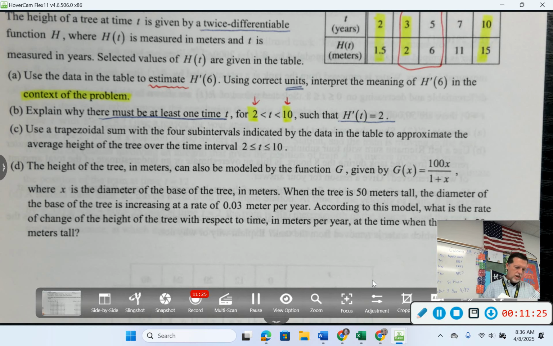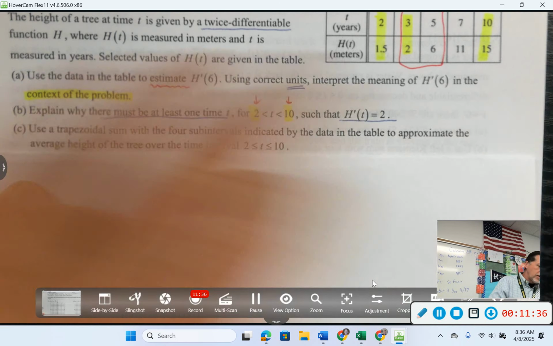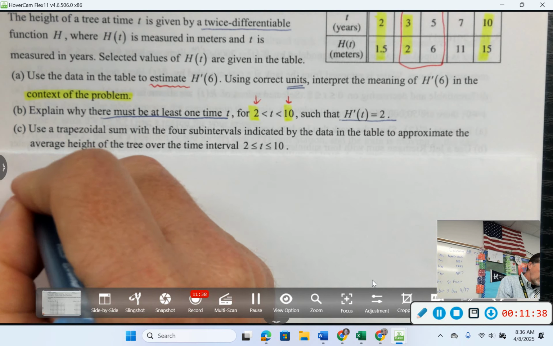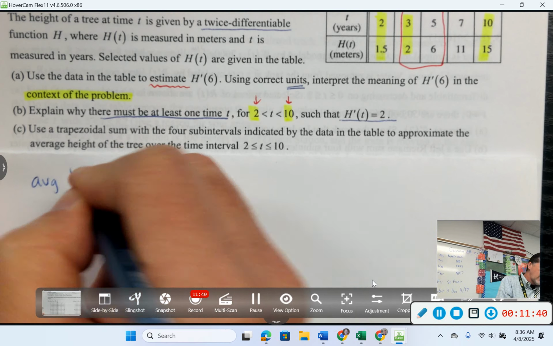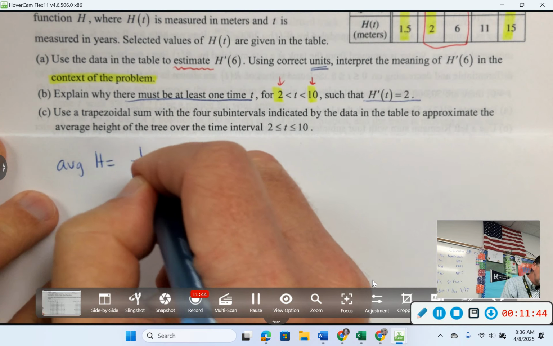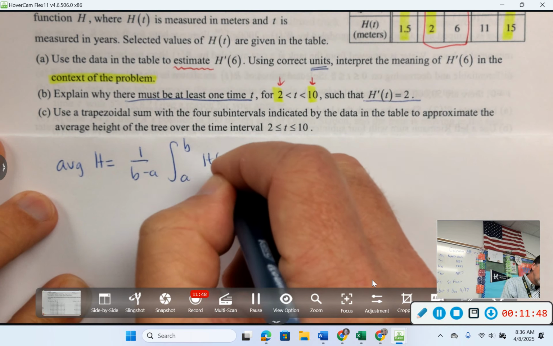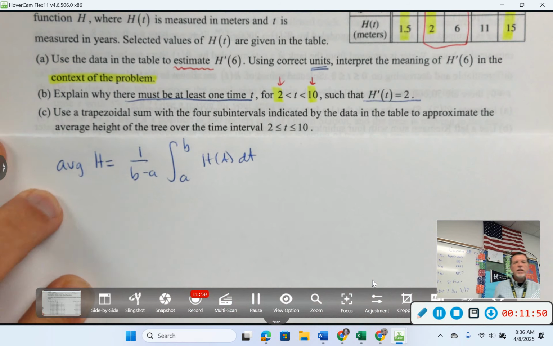Part C, trapezoidal sum with 4 subintervals to approximate the height of the tree. Oh, the average height of the tree. Ooh, be careful here. So average height, average value is 1 over b minus a, integral from a to b of h of t.